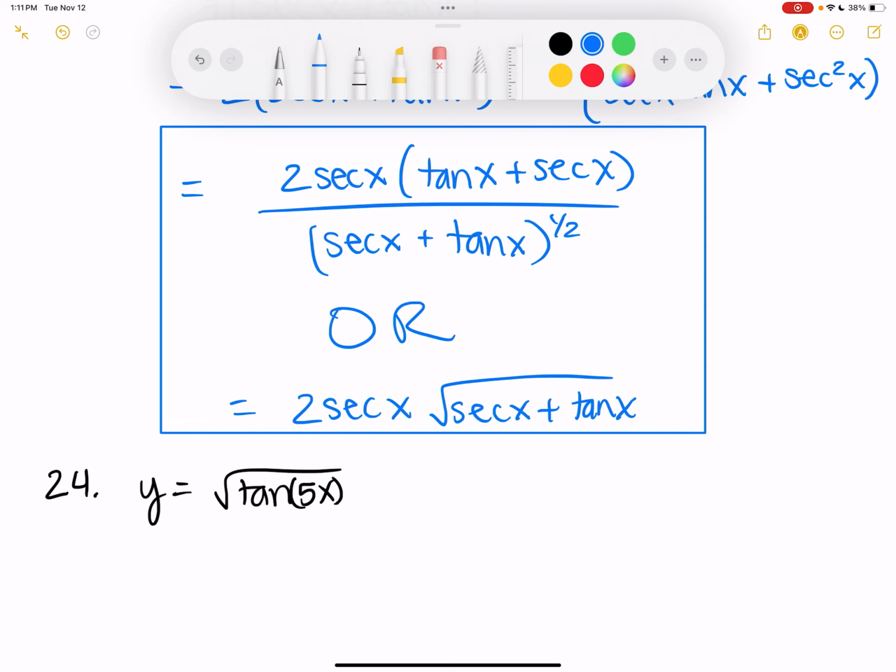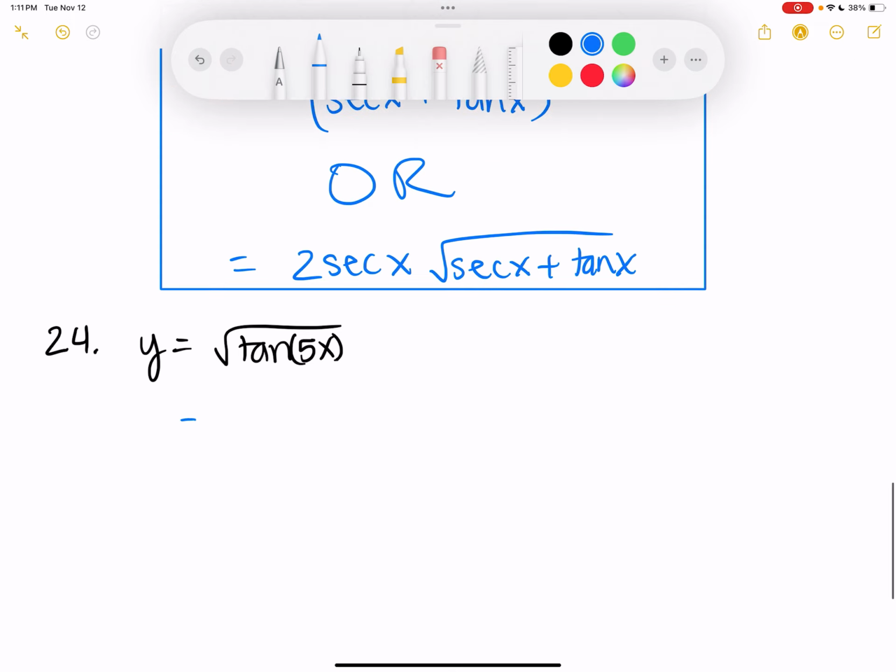Now, let me explain to you why it's not. Okay? So, this is the same as the tangent of 5x all raised to the 1/2, correct? So this is actually a double chain rule. So I first am going to take the derivative of the whole piece. If I just told you to ignore what's in the parentheses and take the derivative, what would you tell me the derivative of the outside is?